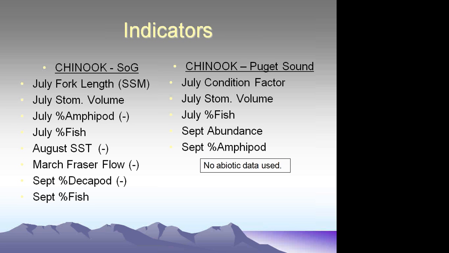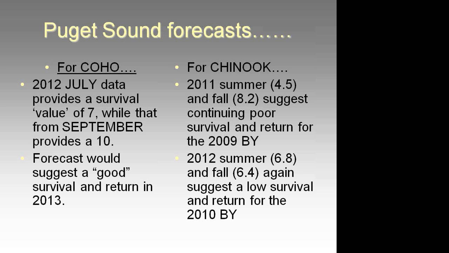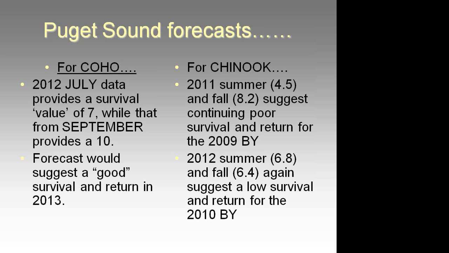So these are the values that I determined for Strait of Georgia: the fork length, stomach volume in July. The percent of amphipods in the diet in July was negative. The percent of fish in the diet in July was positive. August sea surface temperatures, obviously, make a little sense there. With the higher temperatures in August, you're really starting to approach 19, 20 degrees in the surface pelagic water, so you can see clearly how that would be a bit of a negative impact. The March Fraser flow, again, a high flow, drops the salinity way down. September, negative with decapods, but still positive with fish.